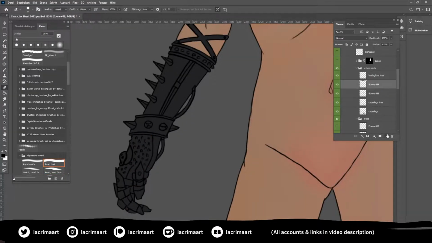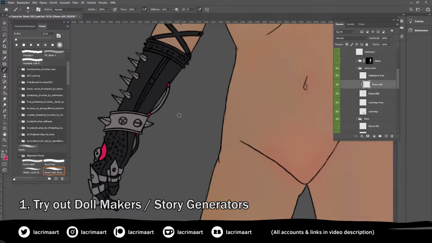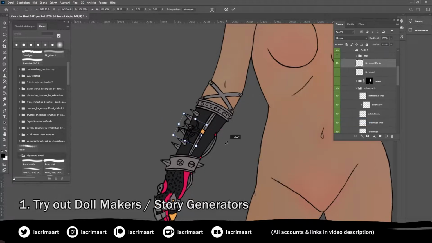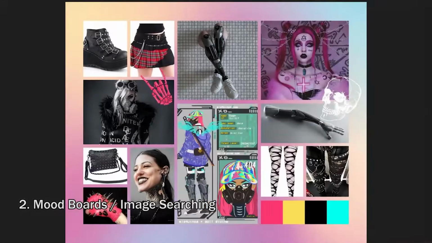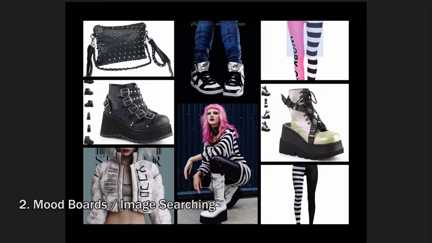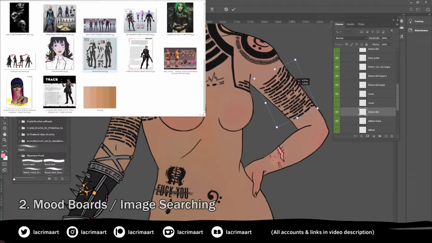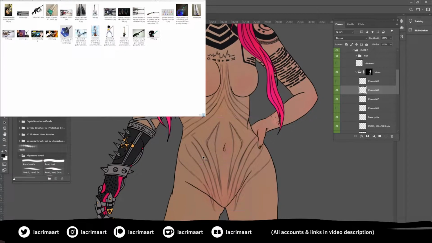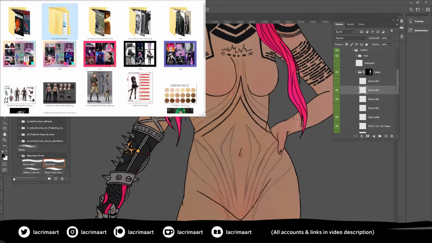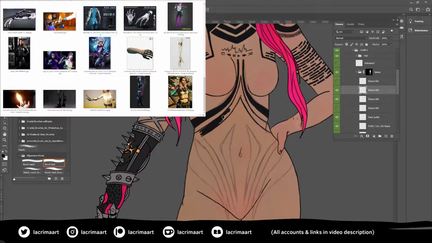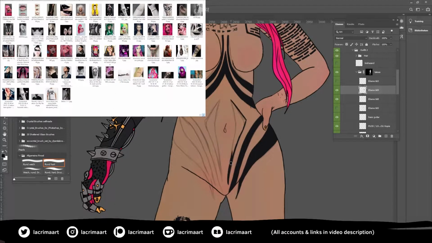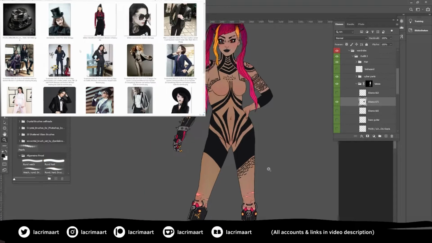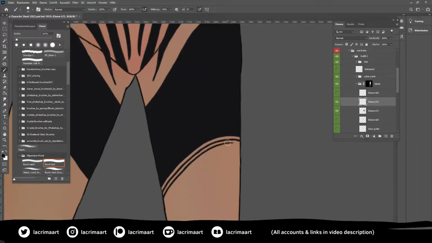Here is a summary of the steps. First, if you got no idea, try out different doll makers or story generators. Second, to get more ideas, search for visual inspirations and create multiple mood boards. I find Pinterest really helpful. It's no surprise, I guess. Everyone knows how addictive you can get when searching on Pinterest. I would try to find very different inspirations to build your very specific own.